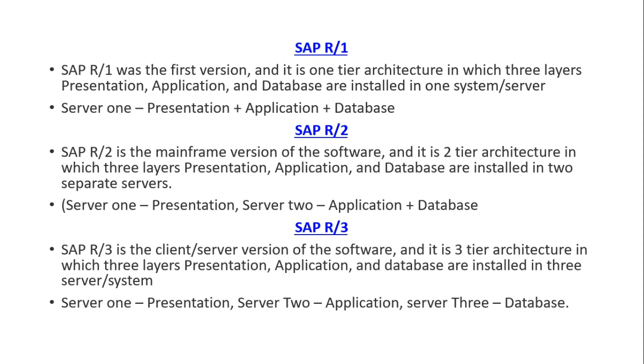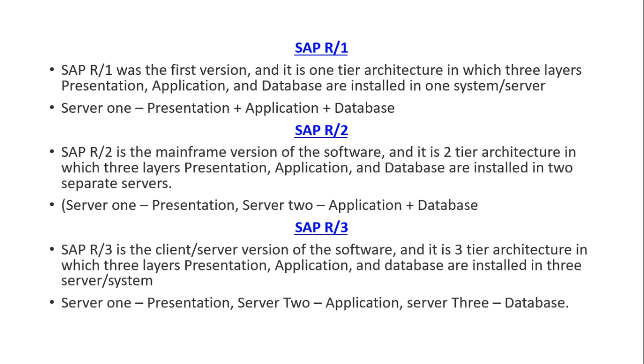R1 will be a single server. It will have only a single server. Within the server, the presentation layer, application layer and database layer will be installed together on the same single server. Then the R2, the second release, will have 2 servers. Server 1 will have the presentation layer and server 2 will have the application layer and the database layer. So this is a 2-tier architecture.